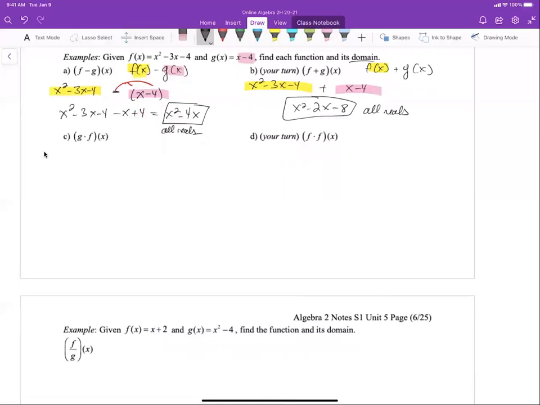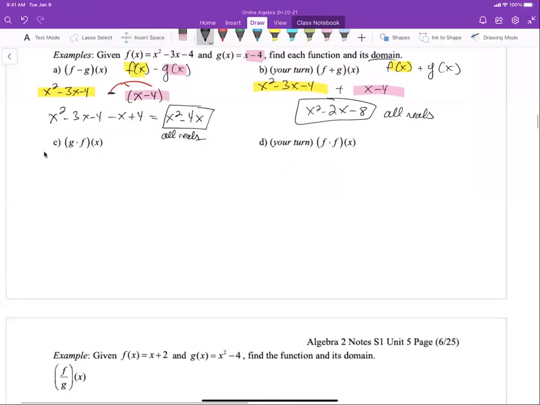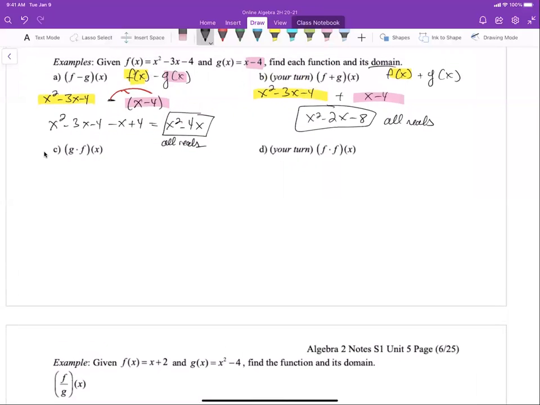All right, so we have (g · f)(x). It can be written as g(x) times f(x). Well, what's g(x)? It's x − 4. What is f(x)? It is x² − 3x − 4. Okay, so here's my f(x), and here is my g(x).